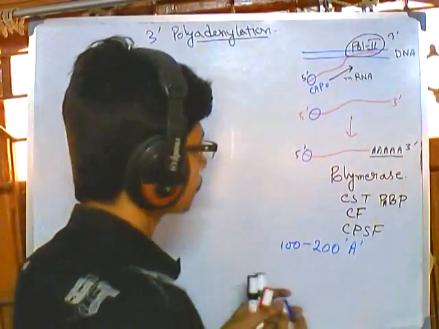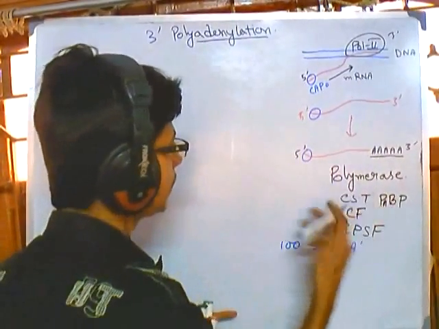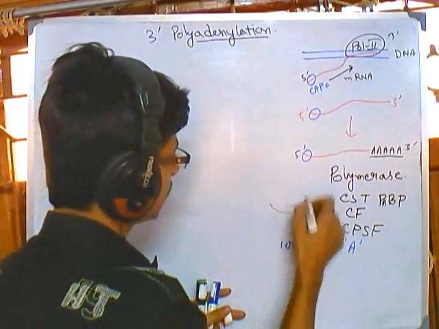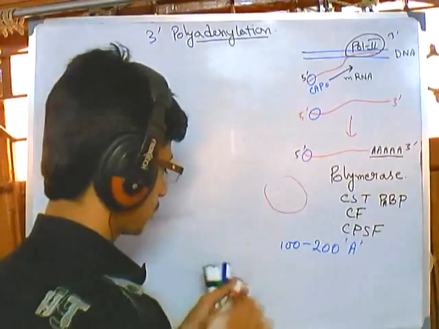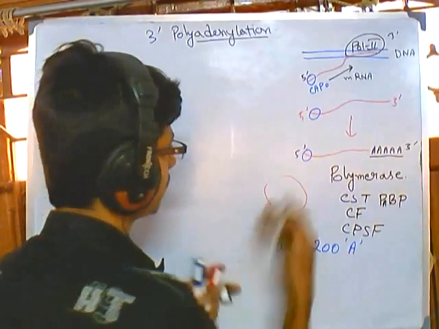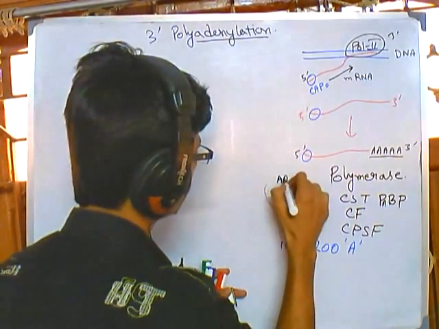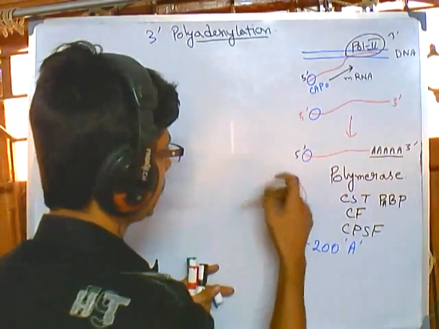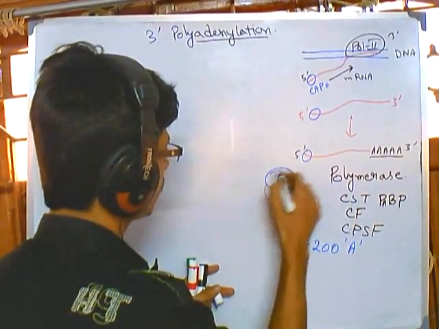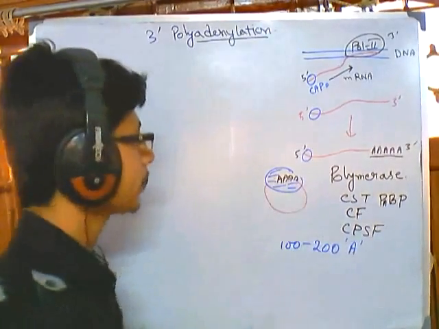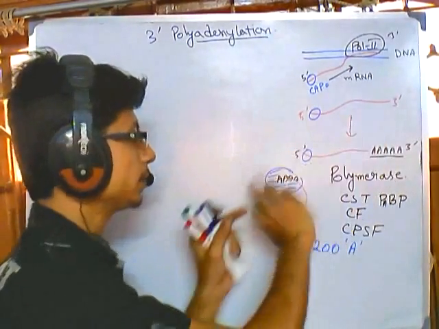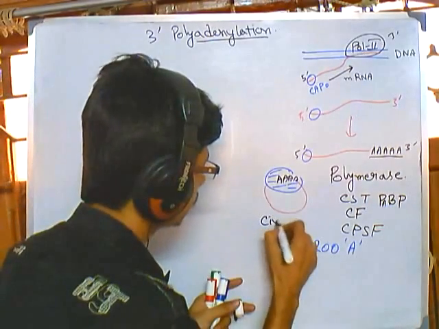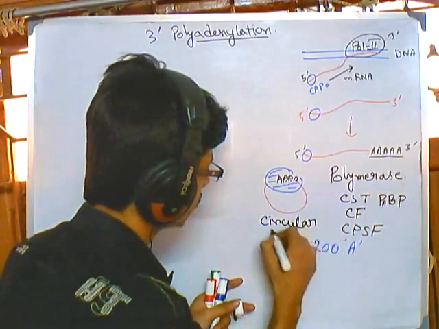So utilizing this PABP, say this same structure, say this is the polyadenylation region, and this is the PABP. It is holding this 5' and this 3' to produce a circular RNA. So we can have a circular mRNA.